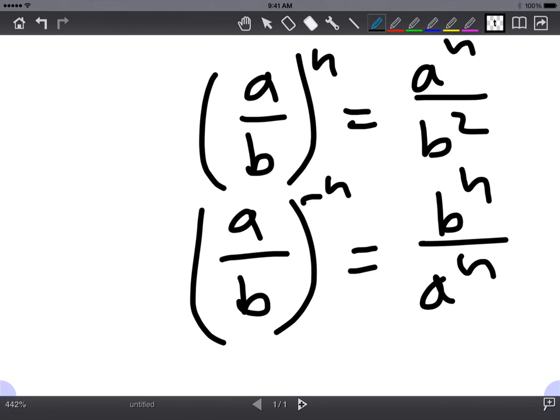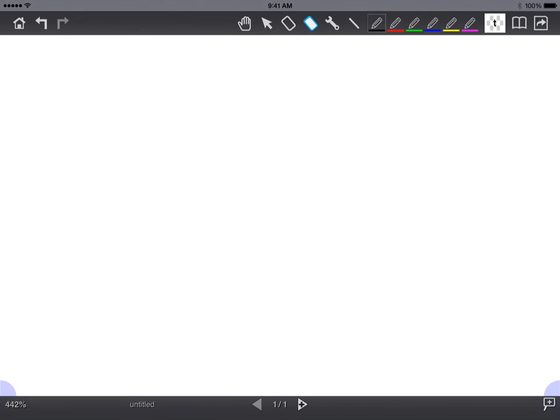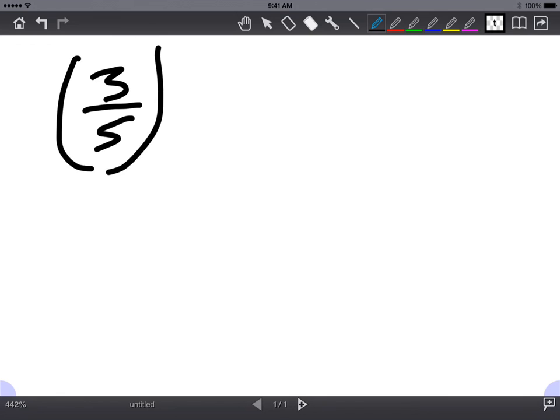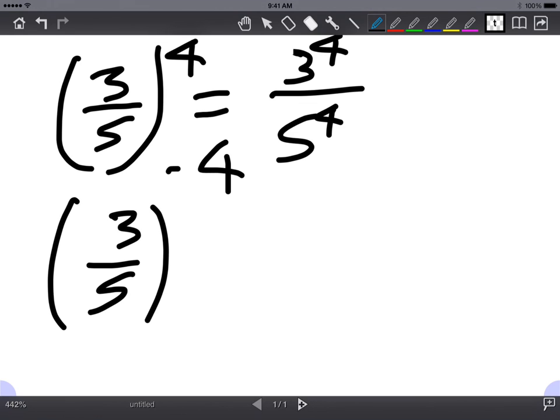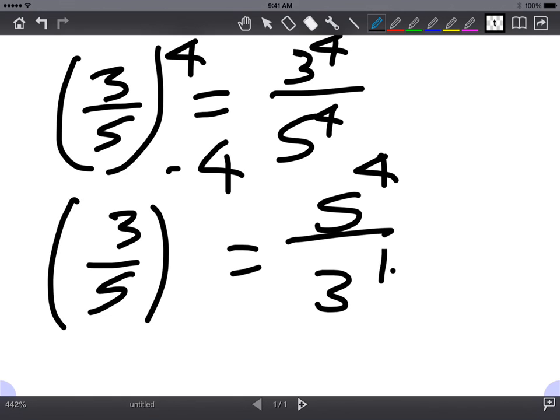So I'll show an example of each. So let's say you have, what example should I choose? 3/5 to the 4th is equal to 3 to the 4th over 5 to the 4th, and 3/5 to the negative 4th equals 5 to the 4th over 3 to the 4th. So they're basically just reciprocals of each other.